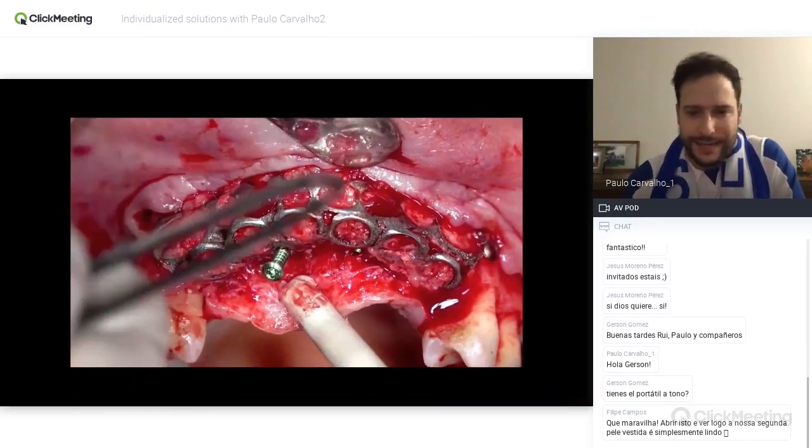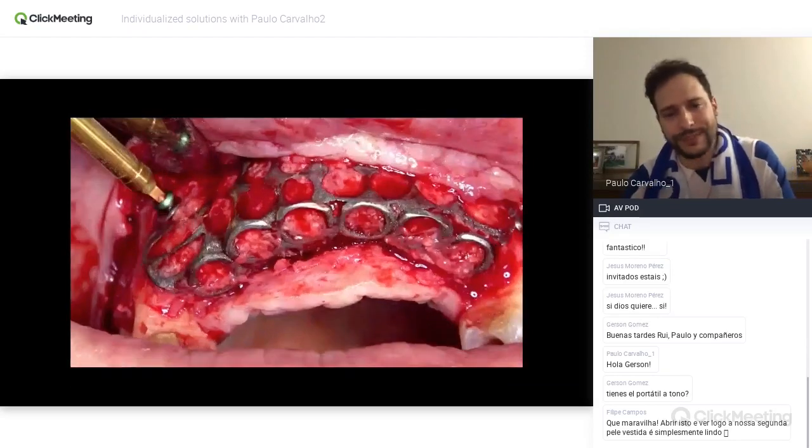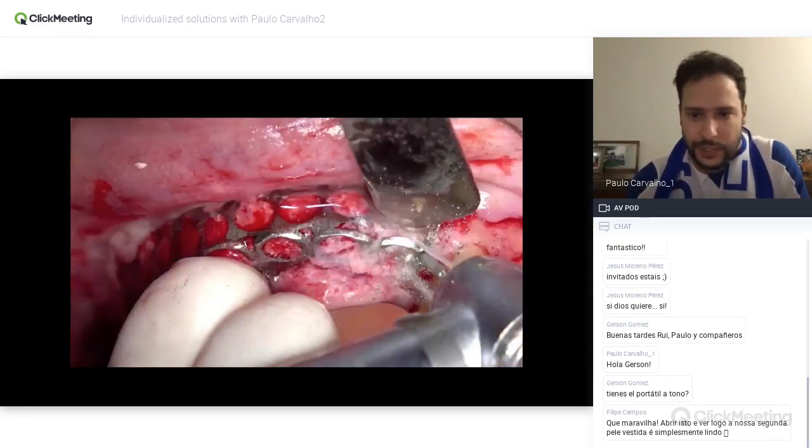So now we are assessing the density of the bone. You see not only the good volume, but also the density, and the organization of the newly formed bone is really good, really pleasant.